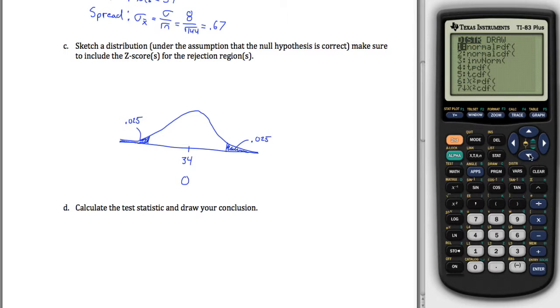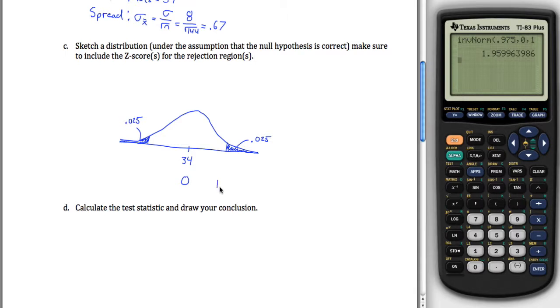So you hit distribution, inverse norm, then to figure out this value, we can say, well, if there's 2.5% above that value, there's 97.5 below that value. And since I want the z value, I'll put in 0 and 1. And maybe you have these memorized. This z value is 1.96. And if this z value is 1.96, this one's negative 1.96.